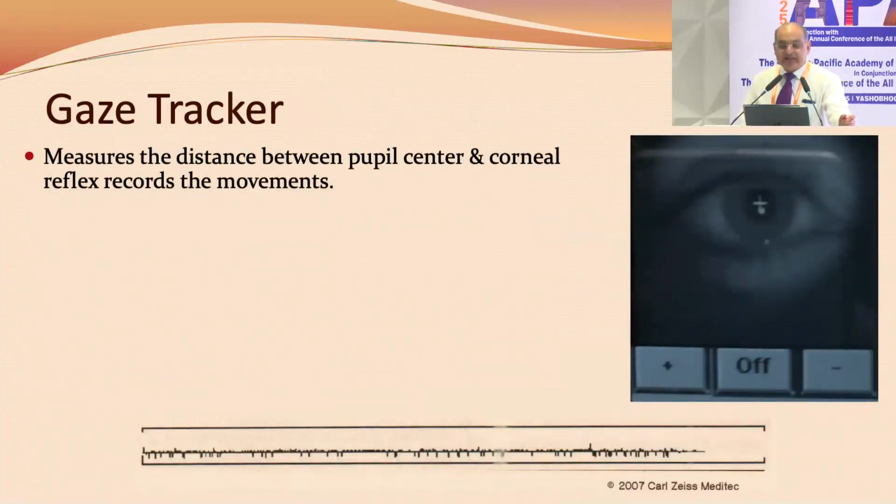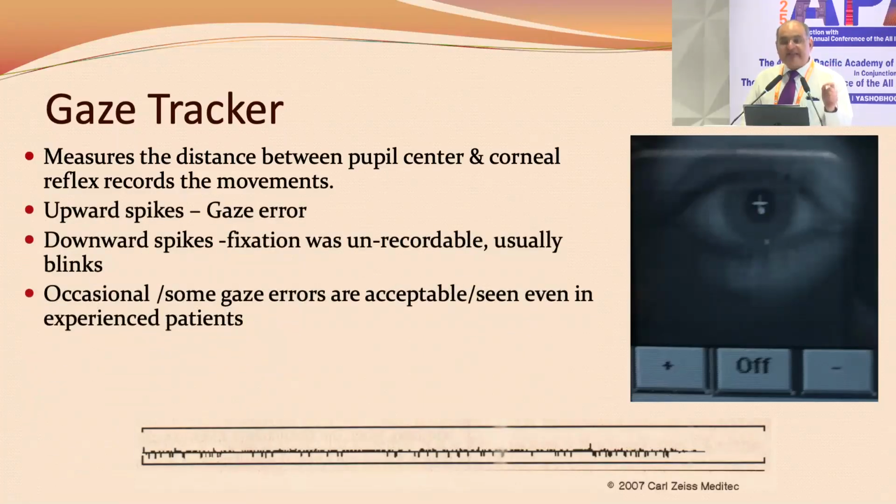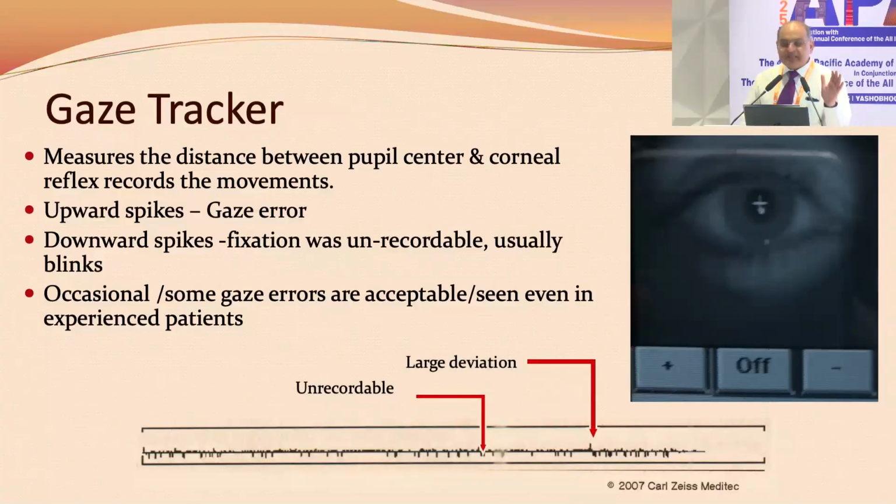Then gaze tracker, this measures the distance between the pupillary center and the corneal reflex. So what happens is whenever there is an upward spike, this talks about a gaze error, that is patient is not seeing at the place where you want to be, and downward spike is the place where it is not recordable. So occasional gaze errors will be there in the best patients you ever have. Whenever it is up, it is a large deviation. Whenever it is down, it is an unrecordable gaze.